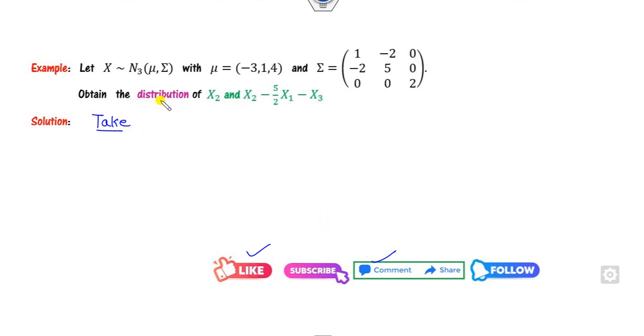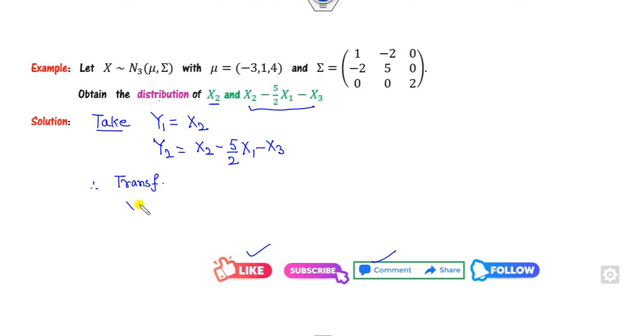So again, your target is to find the distribution of this. So I can take y1 is my here, y2 is my this. Fine. So I can write here y2 will be x2 minus 5 over 2 x1 minus x3. So therefore, what is my transformation? So Y equals C X, where X is x1, x2 and x3. So can you find the value of the first row? x1 0, x2 1, x3 0. Second row: x1 5 by 2, that's 2.5, x2 will be 1, x3 will be minus 1.